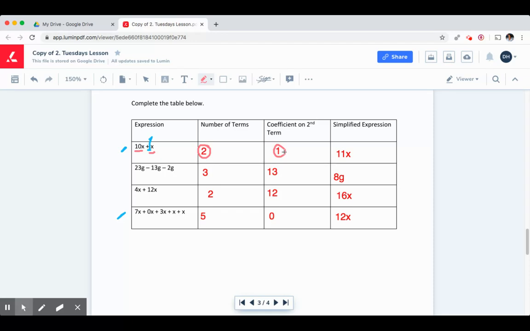Go ahead and get started on your exit ticket after you check your work for the final 2 problems. And if you need a check-in, make sure to reach out to your teacher.